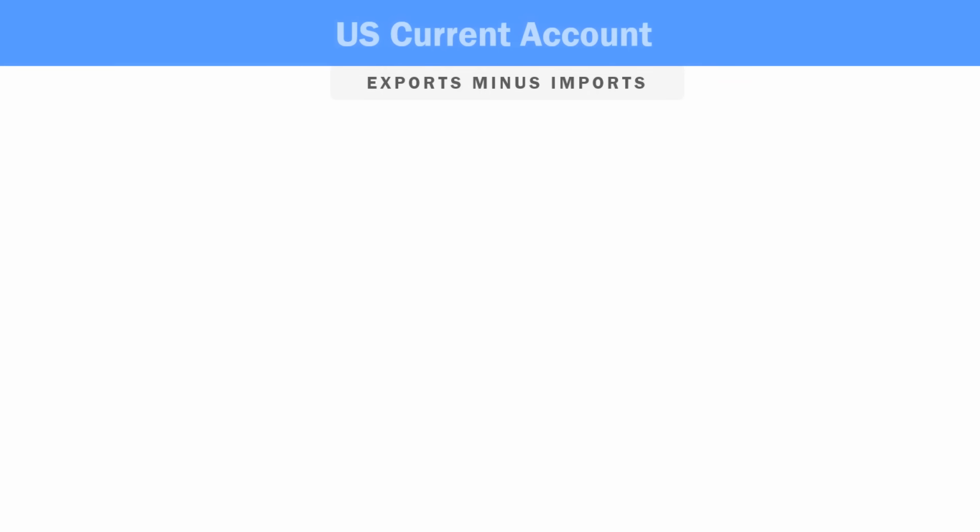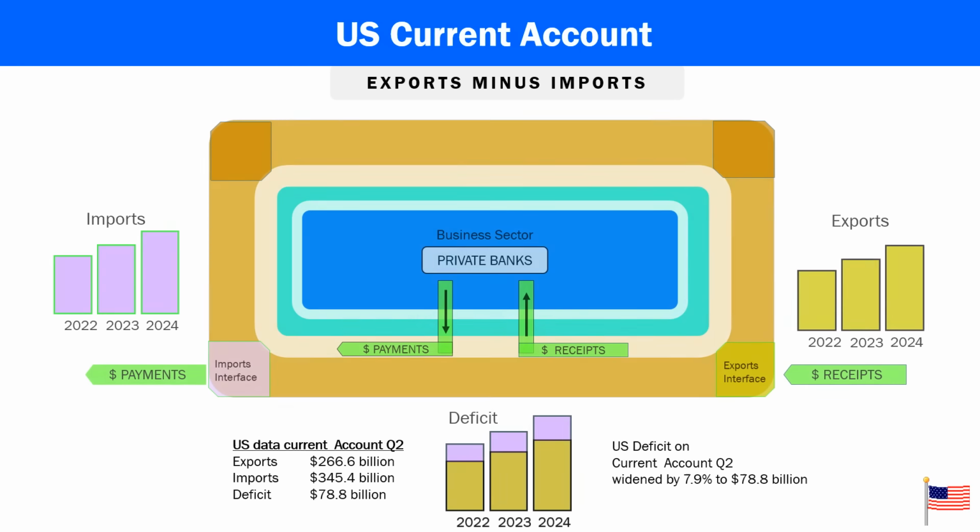U.S. current account. The current account is the difference in value between gross imports and net exports. These static graphics display the current account, which measures financial flows into and out of the private sector through the interfaces at each lower corner. The import payments are shown leaving the bank and traveling along the market conduit to the imports interface on the left-hand lower corner. The mauve bar charts record the growth in exports over 3 years.